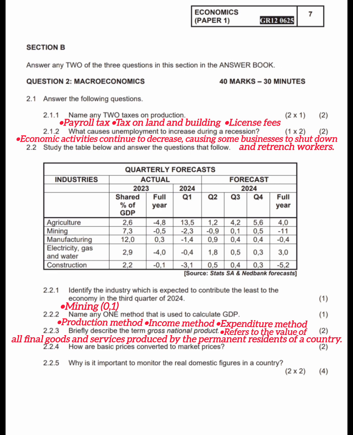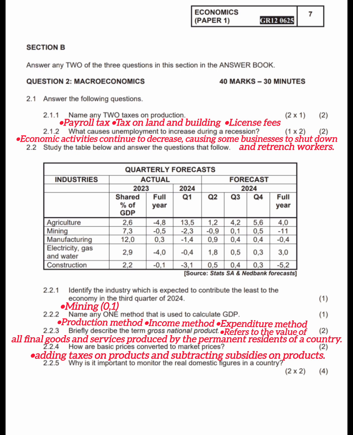And then we have our 2.2.4, how are basic prices converted to market prices? So, basic prices are converted to market prices by adding taxes on products and subtracting subsidies on products, right? Products, not production, right? So you should note that basic prices are converted to market prices by adding taxes on products and subtracting subsidies on products, not production. Guys, be careful when you're writing.